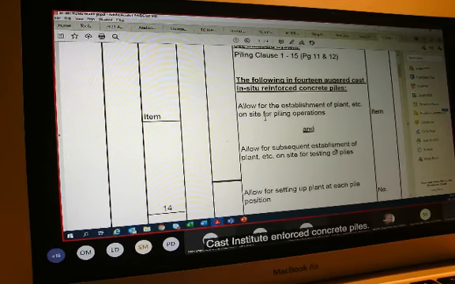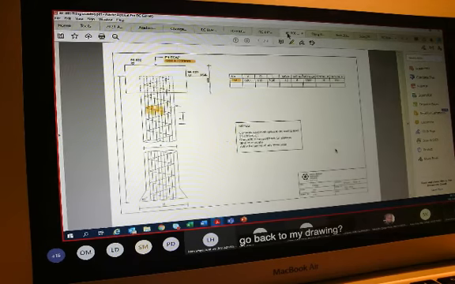So when I go to my standard system, you then start out and say the following: 14 augered cast in situ reinforced concrete piles. We indicate how many there are. That all is in line with the standard system. That tells us that we need to say how many we have that we need to cast. So it says that we need 14 and allow for the establishment of plant, etc., on site for the piling operations, and allow for the subsequent establishment of plant, etc., on site for the testing of the piles.